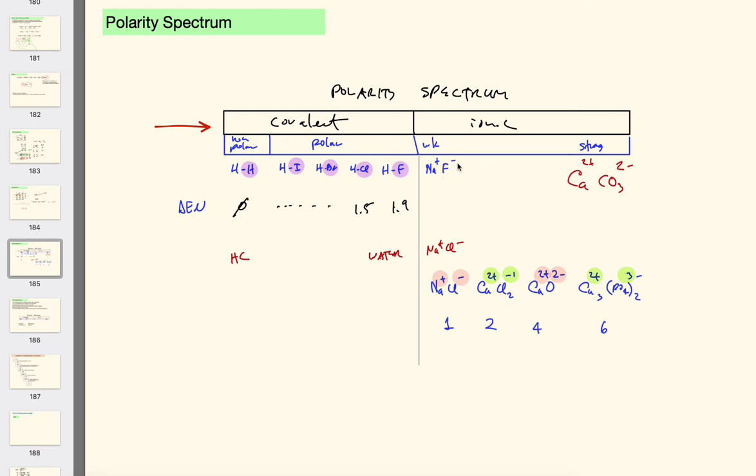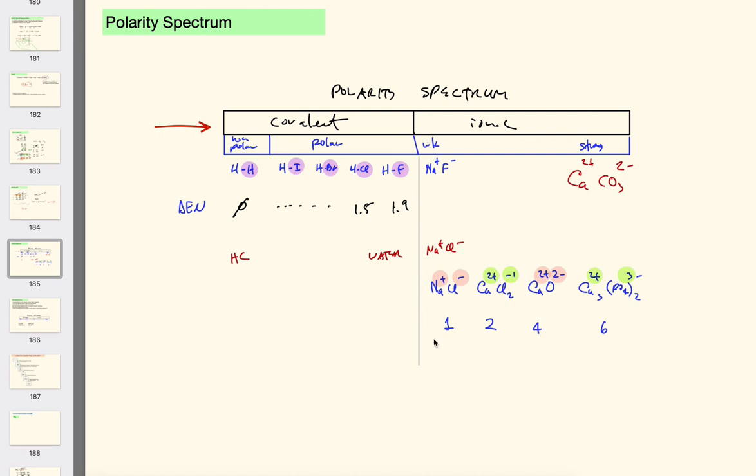Now, let me continue. You can also have ionic materials that are weakly ionic or strongly ionic. And this is the entire polarity spectrum: covalent nonpolar, covalent slightly polar, covalent real polar, weakly ionic, and strongly ionic. As an aside, let's review ionic compounds for one second here. Sodium chloride has a positive 1 and negative 1. The sodium has a positive 1, and the chloride has a negative 1.